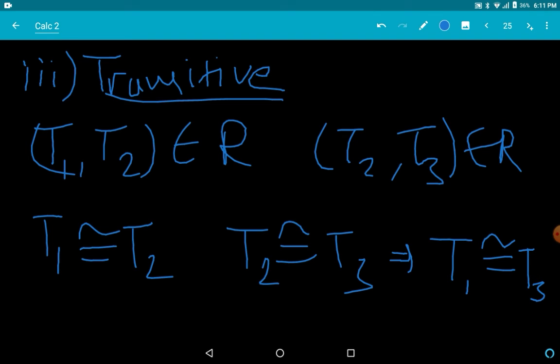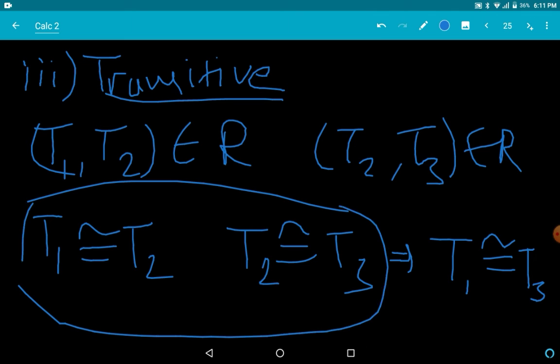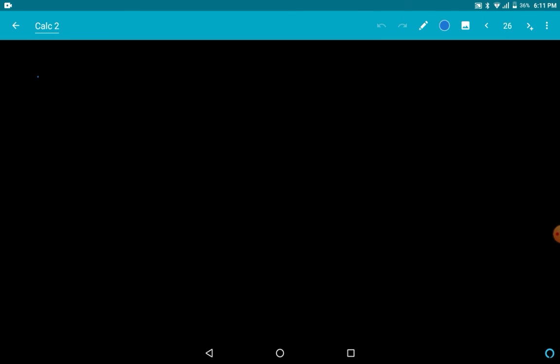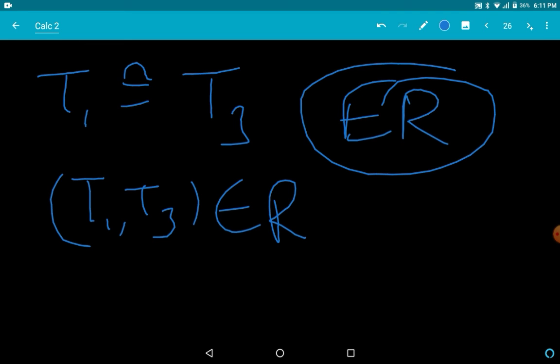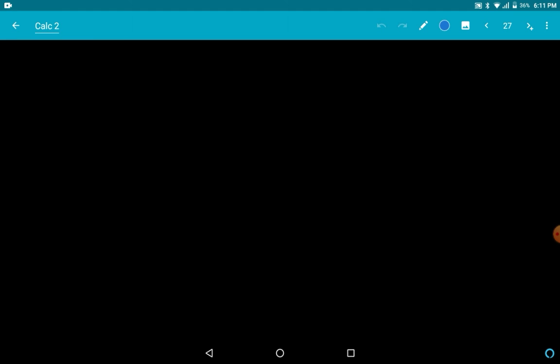See, it is like that in triangles. You understand that the whole thing becomes an equality. So if T1 is congruent to T3, I can write (T1, T3) belongs to R, and this is nothing but the transitive proof. So the whole thing is an equivalence relation. Understand? So let's do one sum that is homework for you all.